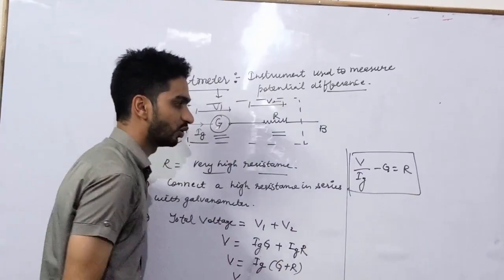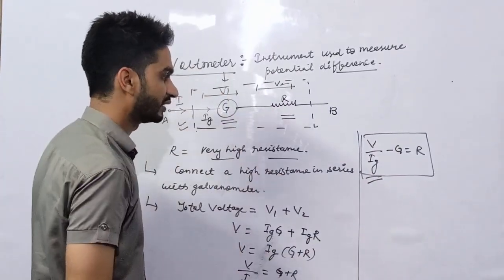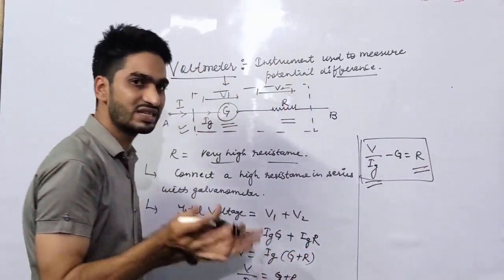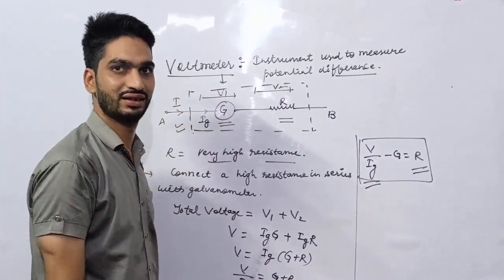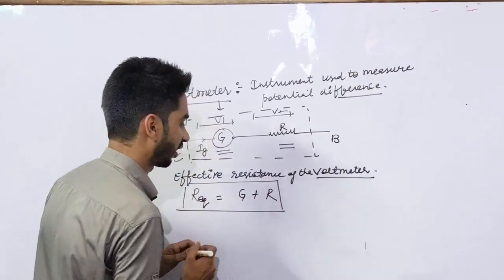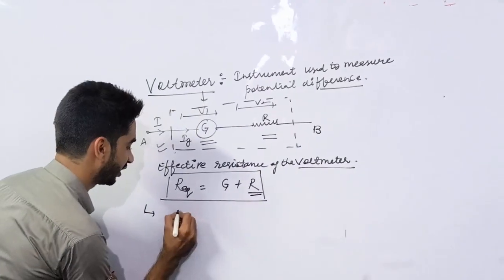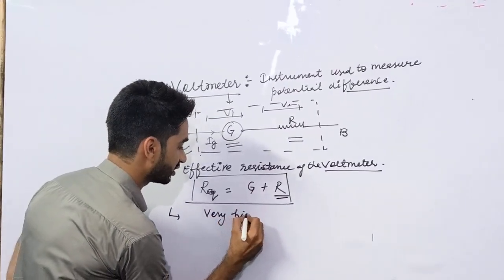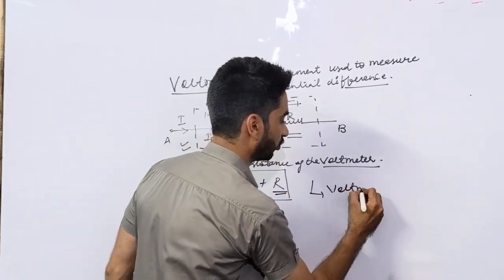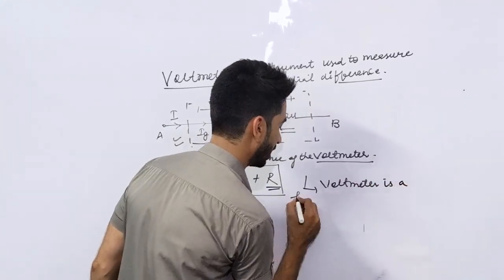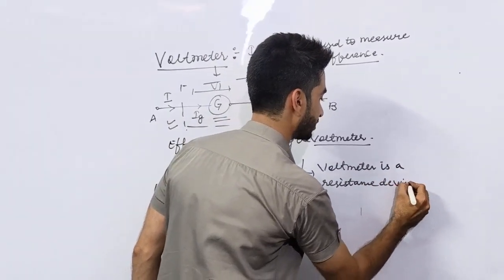So if we know the resistance of the galvanometer and the current flowing through both of them, then we can calculate the value of the resistance which has to be connected in series with this galvanometer. So this is R equivalent equals G plus R, which is a very high resistance. So the equivalent resistance of the voltmeter is very high. Therefore, we conclude that a voltmeter is a high resistance device.